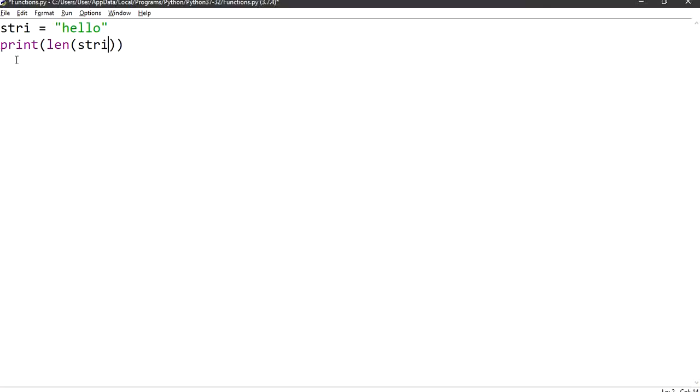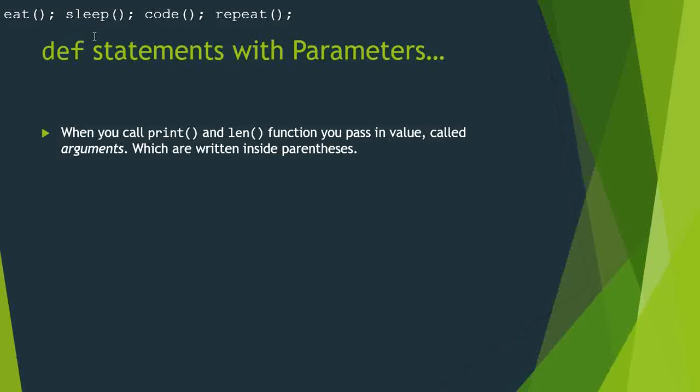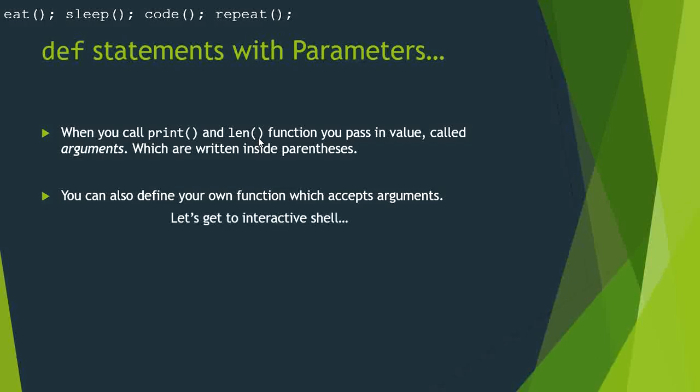Over here also we have the print statement. The print statement also has a value inside it, that is the parameter or argument, which is written inside the parentheses. So the value we pass inside those parentheses is called an argument. Now you can also define your own functions which accept arguments.